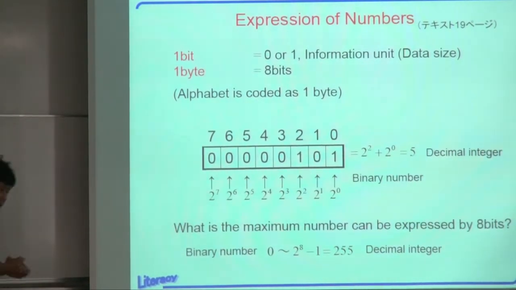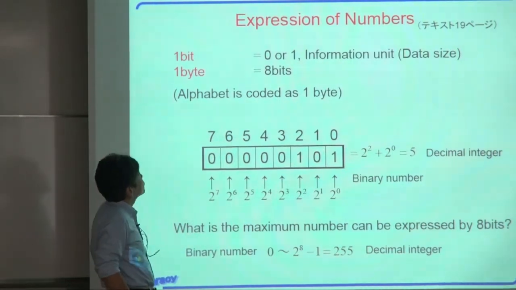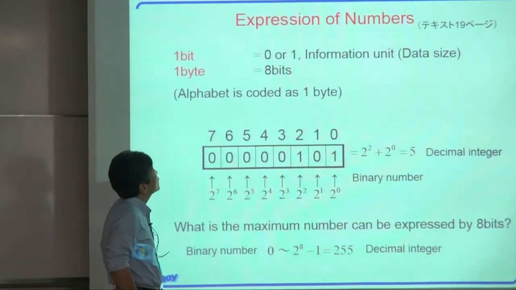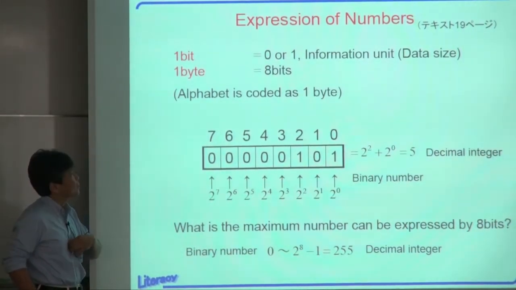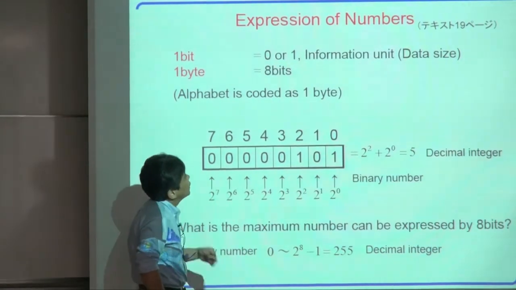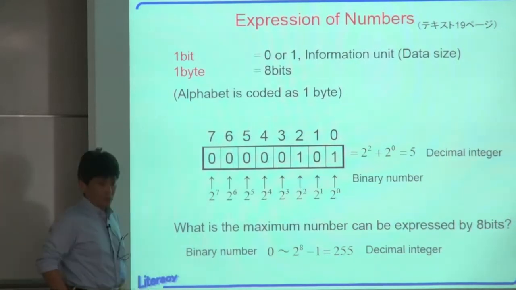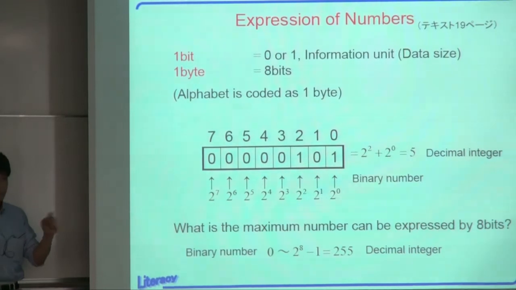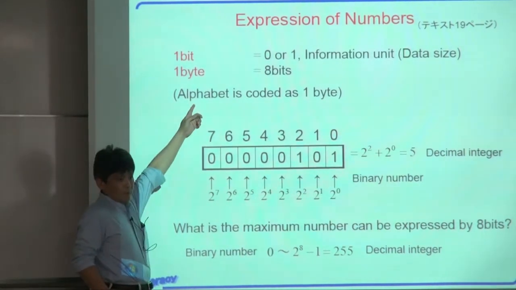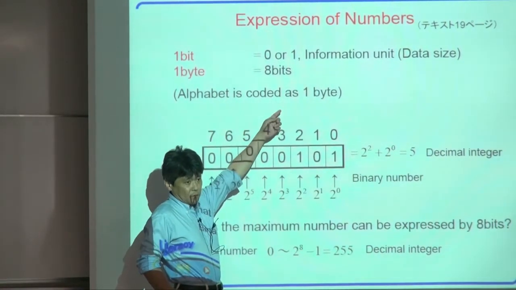So there are some types of numbers. The basic unit is a bit. Maybe you know the bit. The bit is the base of information, treated as the information unit, 0 or 1. And a byte: 1 byte consists of 8 bits.